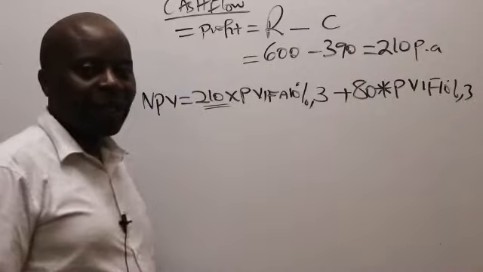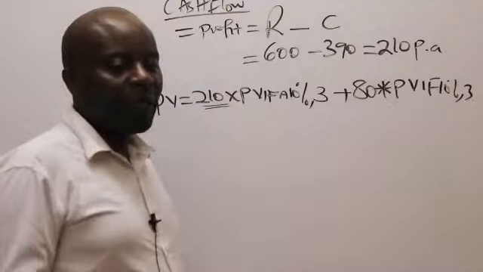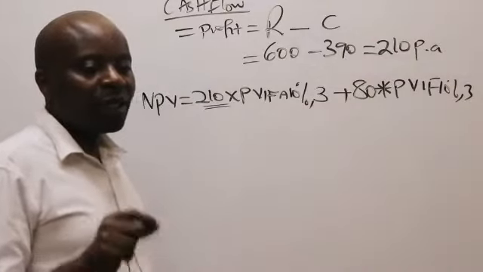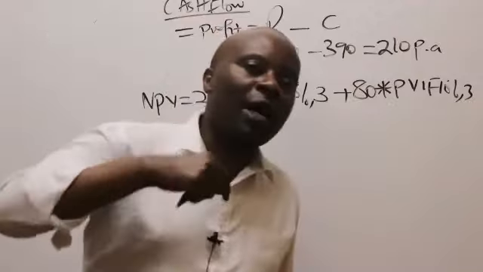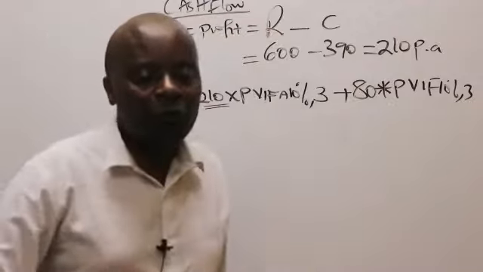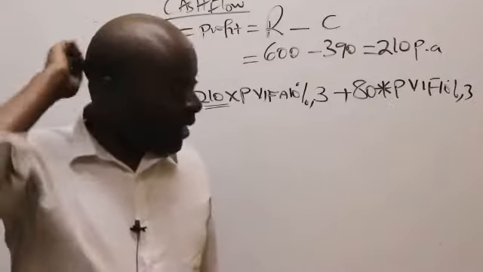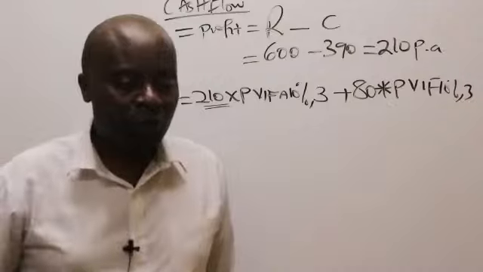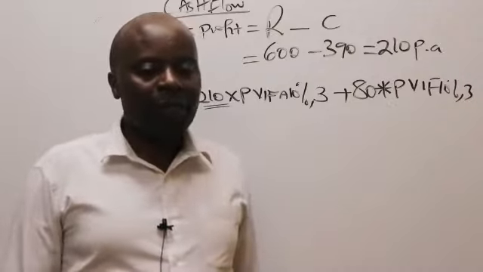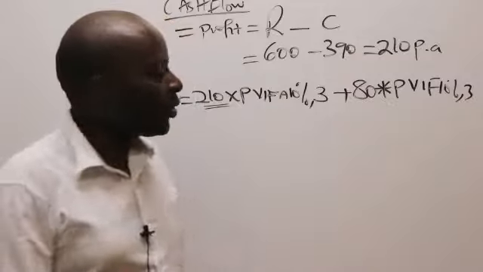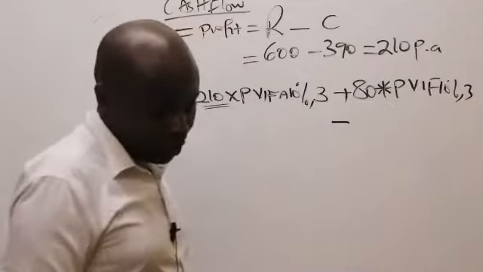Remember, when the project comes to an end, we are going to sell the scrap for 80, so it's a cash inflow for us. So it will be 80 times PVF. Remember, it's not 80 in year 1, 80 in year 2, 80 in year 3, so you can't multiply this with PVFA. It's just PVF, 10%, 3 years. Minus the initial cost. Initial cost of how much?